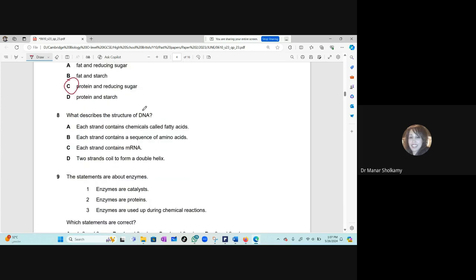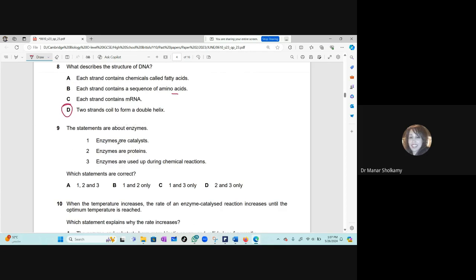What describes the structure of DNA? Each strand contains chemicals called fatty acids. Each strand contains a sequence of amino acids. Each strand contains messenger RNA, or two strands coil to form a double helix. So obvious. D. What is 8? Yes, 8D. Okay. 9.